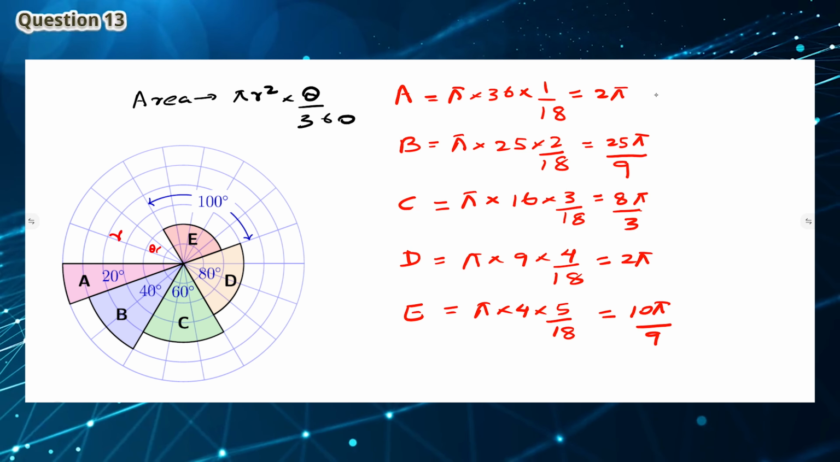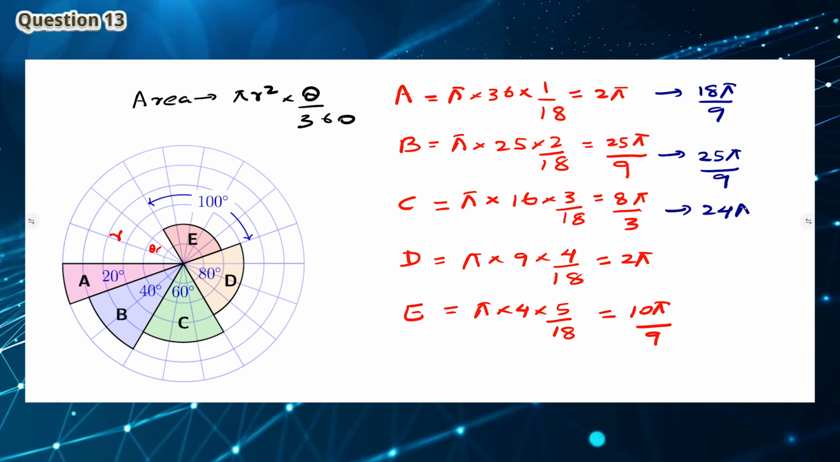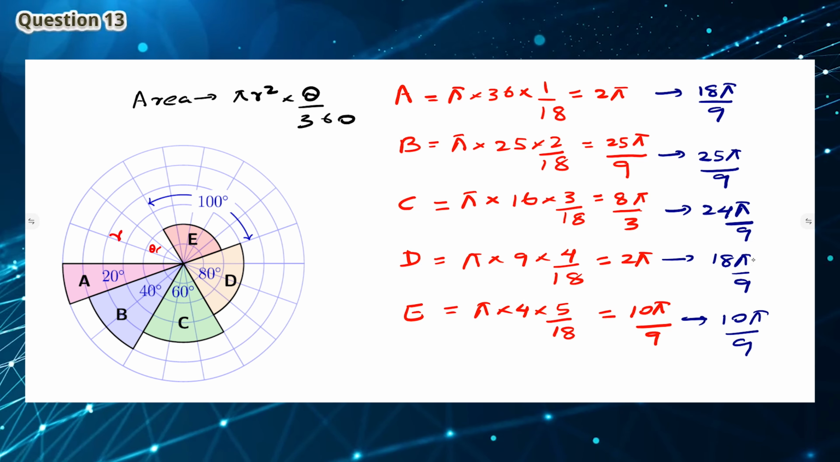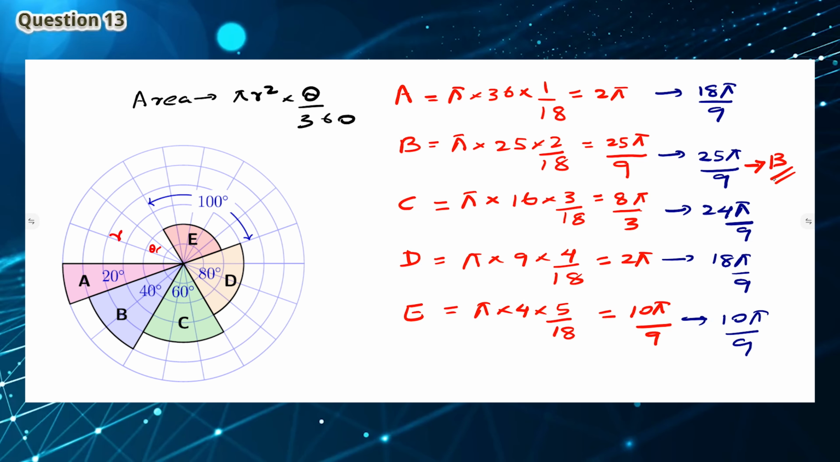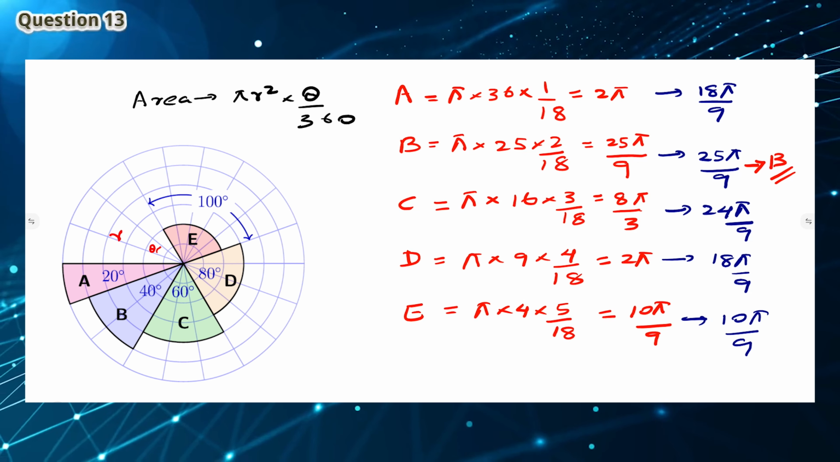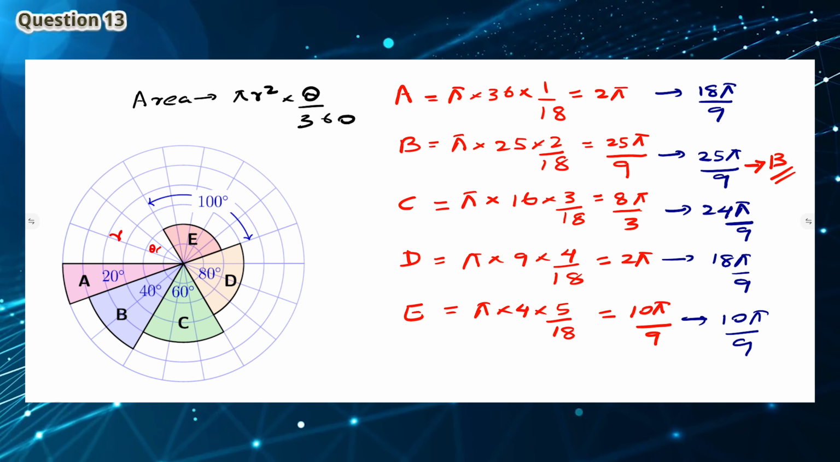We can write all their areas with equivalent denominators. This gives that B, which has an area of 25 on 9 pi, as the largest. This means the answer is B.